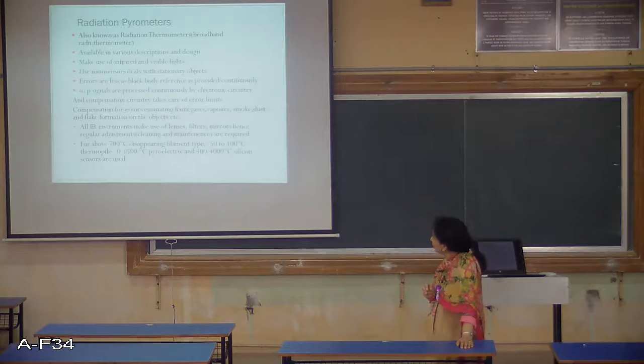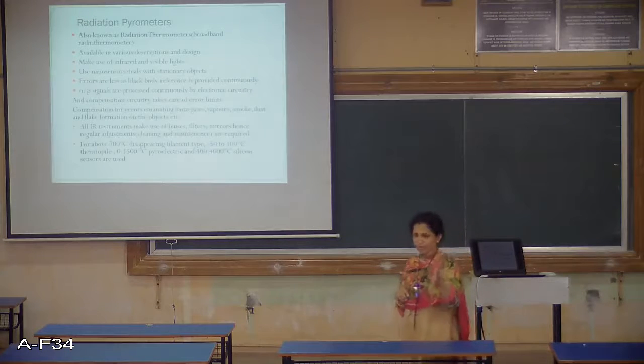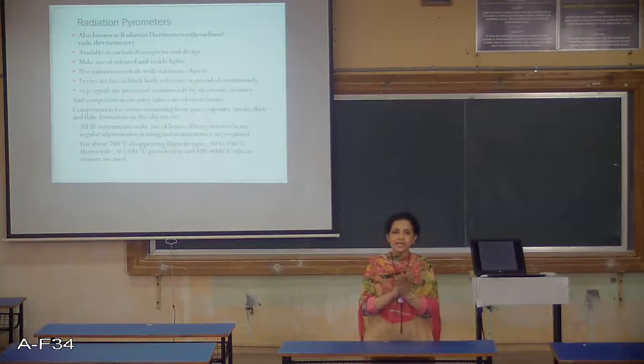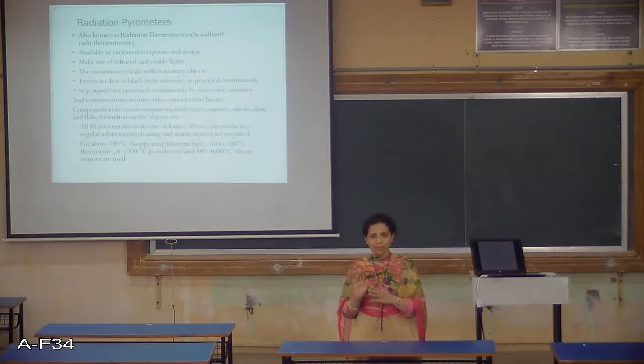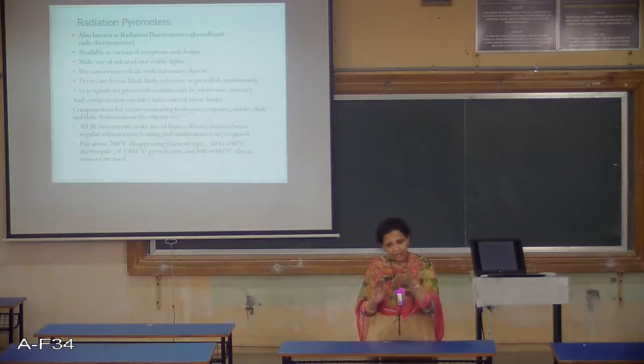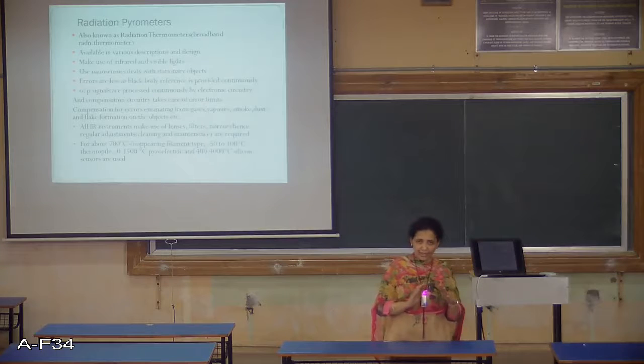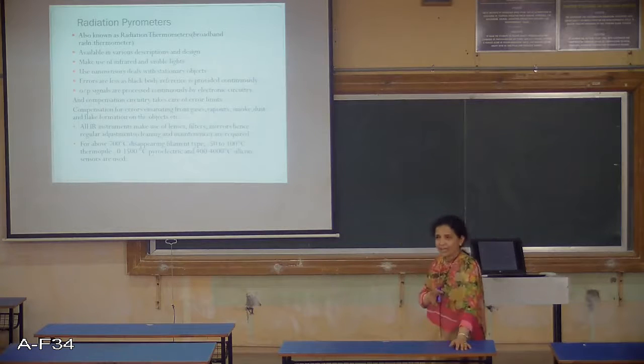Compensation for errors emanating from gases, vapors, smoke, dust and flake formation on the object, etc. are taken care of. Now what happens when you are making use of lenses? Naturally the lens tends to get smoky or can catch dust. When it has caught dust and is not clean, whatever energy is emitted from the hot body may not be absorbed properly, or sensing may not happen properly. So continuous maintenance or cleaning of the dust on the lens has to be taken care of. If it is not done, then again the correction circuitry comes into the picture.